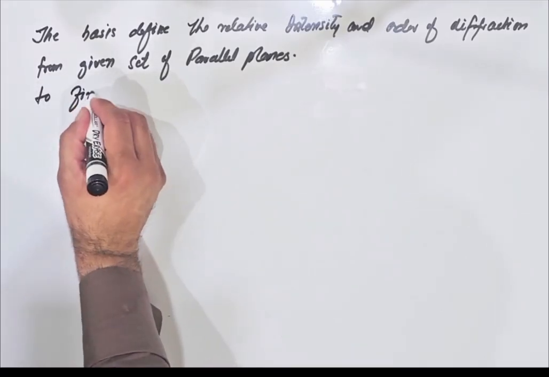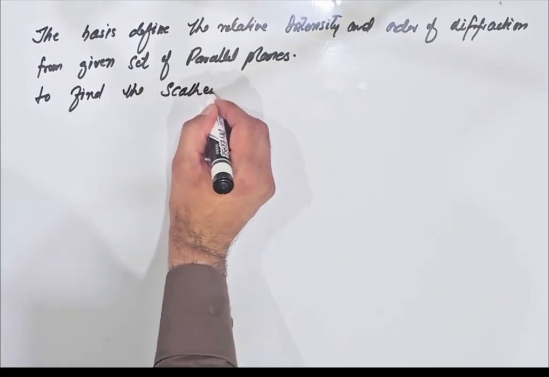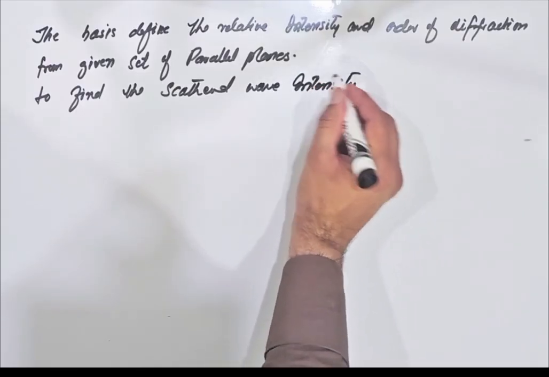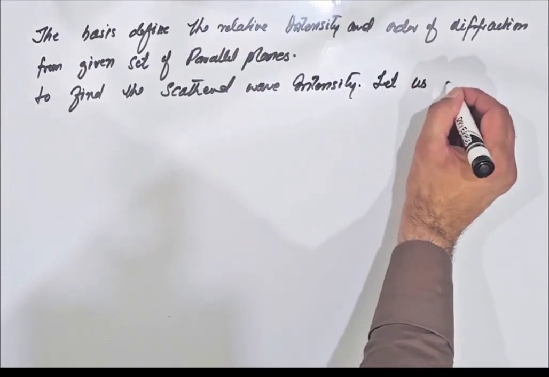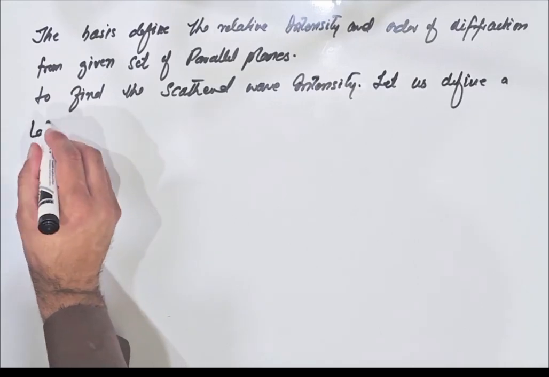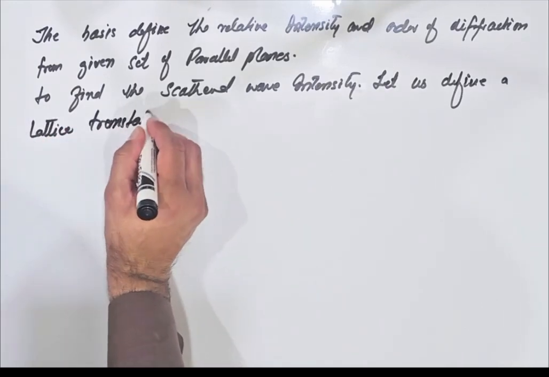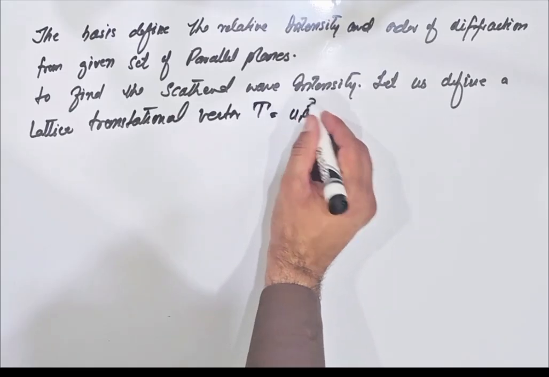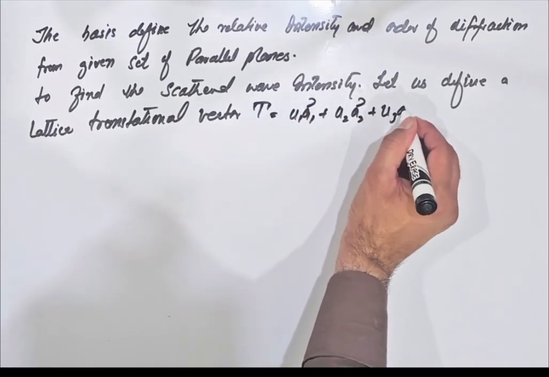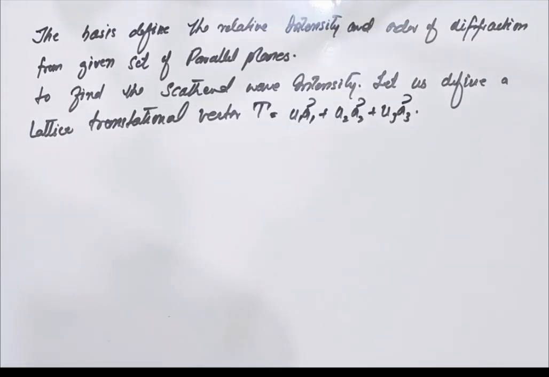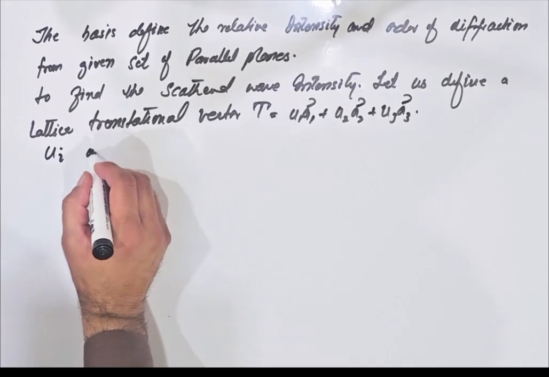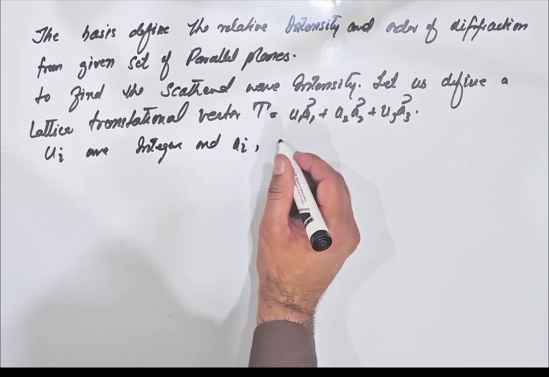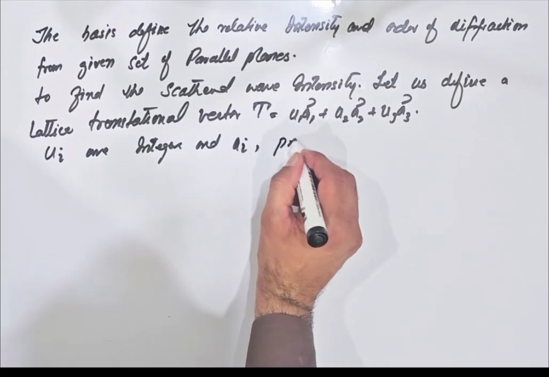To find the scattered wave intensity, let us define a lattice translational vector T, which is defined as u1 a1 plus u2 a2 plus u3 a3, where the u_i are integers and the a_i are the primitive lattice vectors.